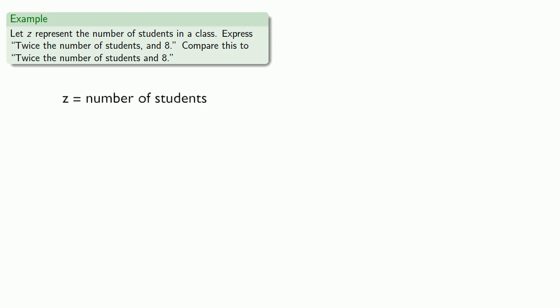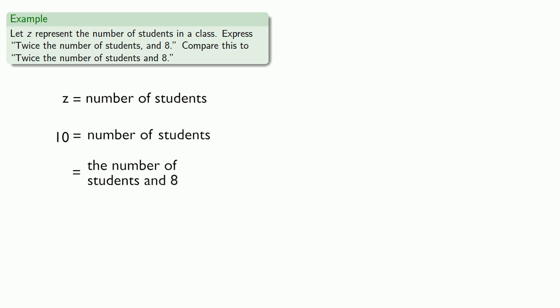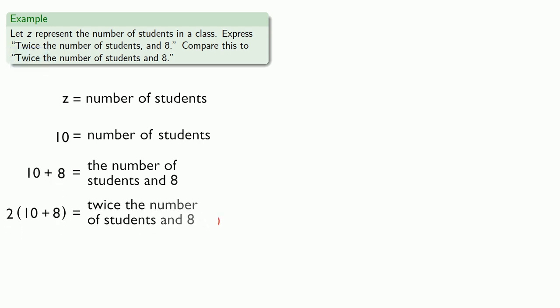What if we didn't have a comma? Again, we'll take 10 students. This time, since there's no comma, the number of students and 8 is one number. So we'll find the number of students and 8. Well, that'll be 10 plus 8. And we want twice that number. So that's going to be 2 times, parenthesis, 10 plus 8.